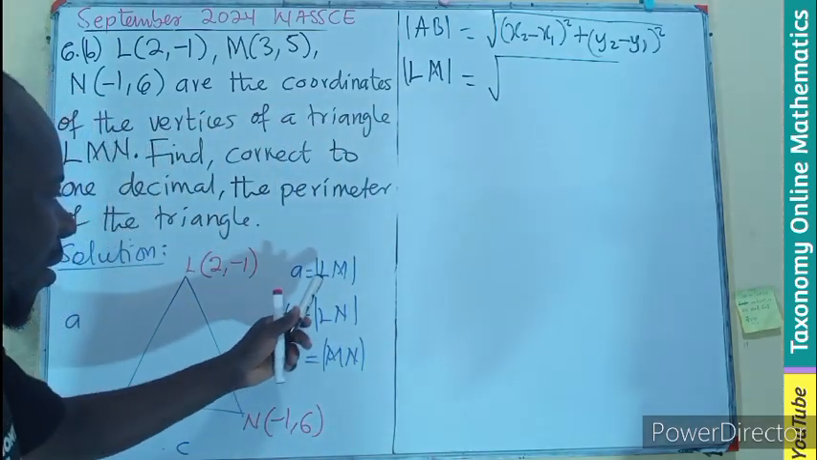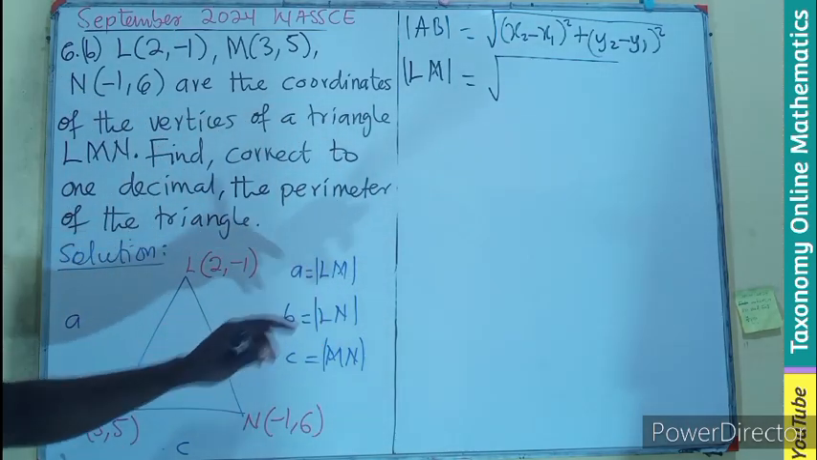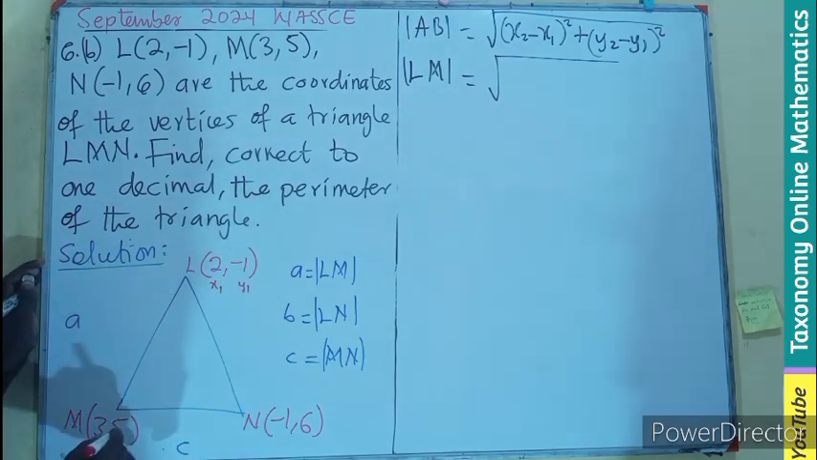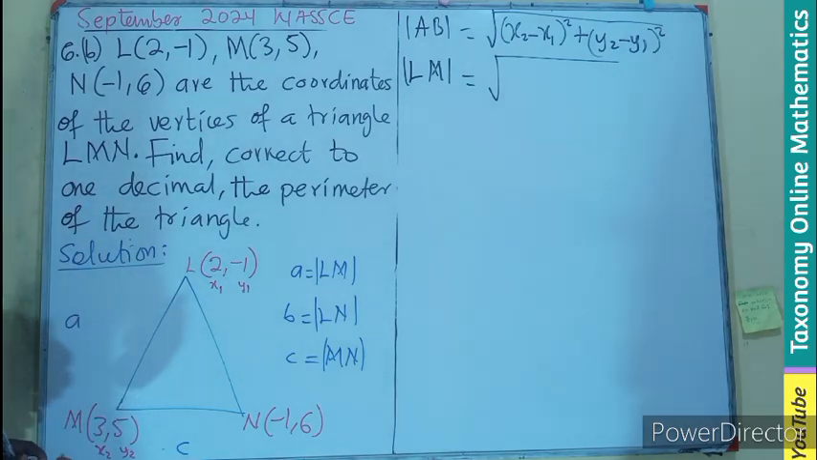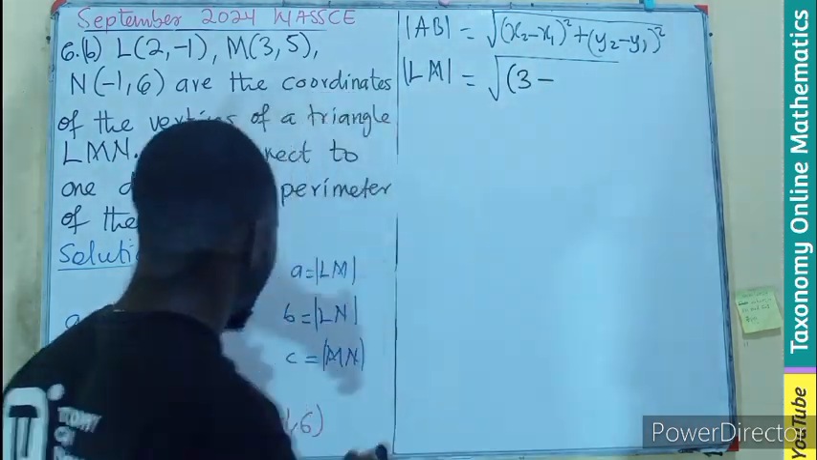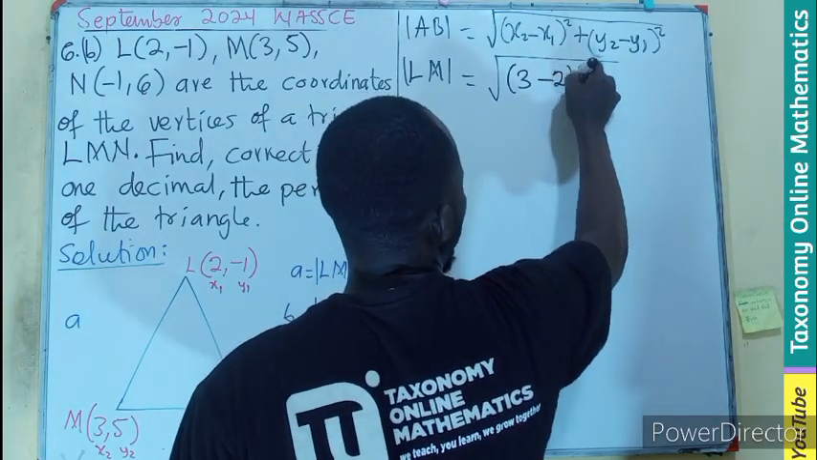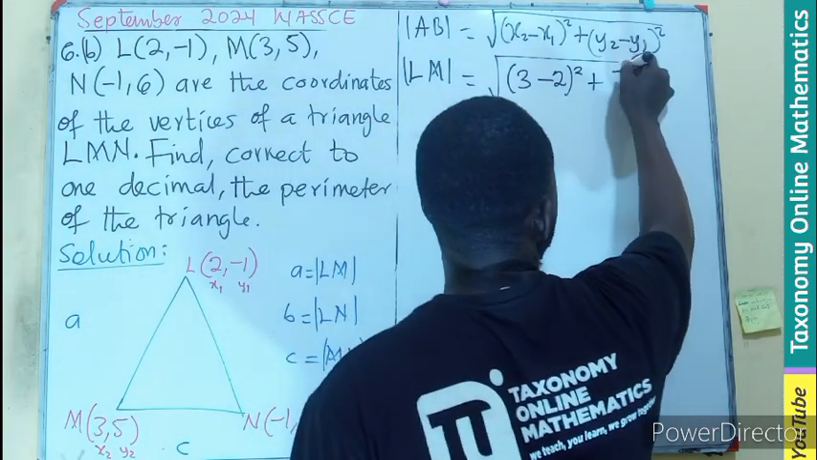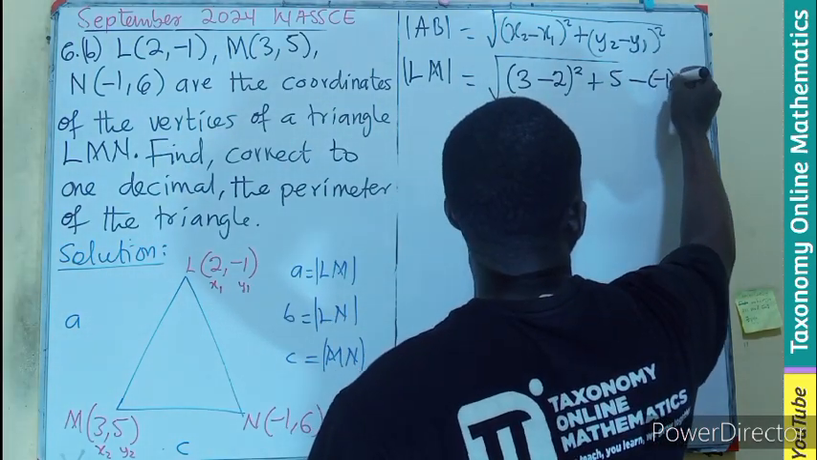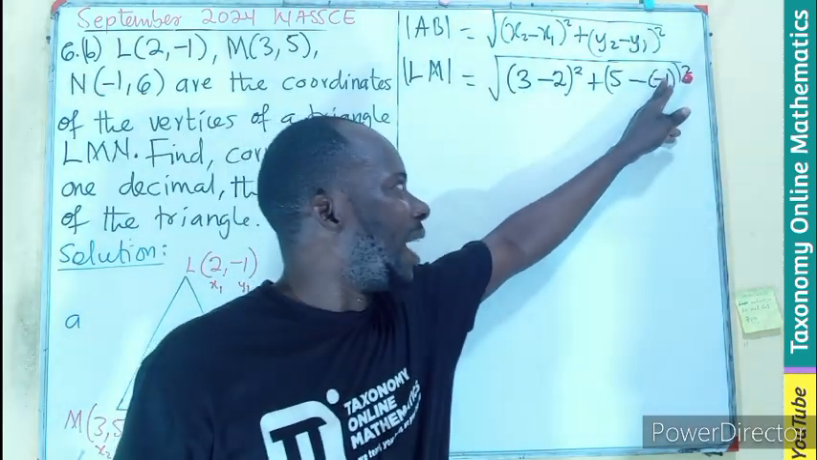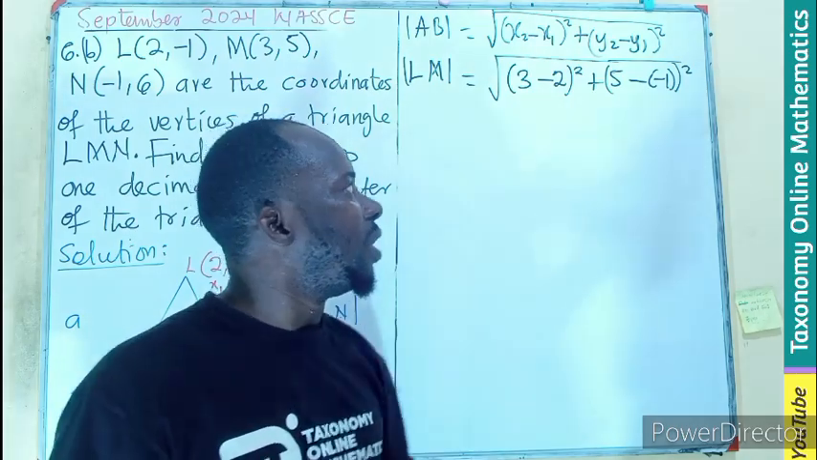Taking care of the coordinates, which one comes first? L before M. Meaning this is going to be your x1, y1, and this will be your x2, y2. So let's pick the values. The x2 in this case will be 3, so I'll have 3 minus x1, which is 2, all squared. What value is y2? y2 is 5, so 5 minus negative 1. Don't forget to put the negative in a bracket so that this is a negative sign and this is a subtraction sign.